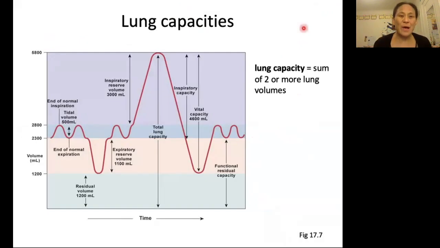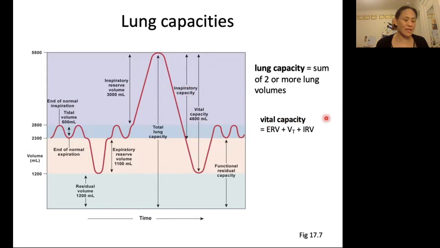Now I want to talk about lung capacities. A lung capacity is basically the sum of two or more lung volumes. As you can see on the plot here, we have several lung capacities. We have the total lung capacity, inspiratory capacity, etc. There's really just one that I want you to know for this class, and that is vital capacity. That's shown here. Vital capacity is your expiratory reserve volume plus your tidal volume plus your inspiratory reserve volume.